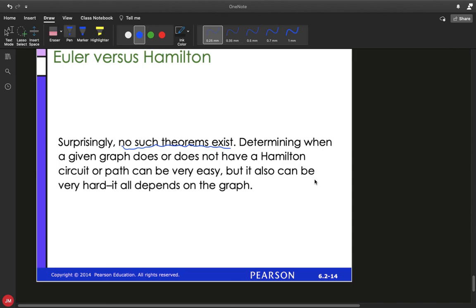So in the next video, we will start to look at some of those algorithms for determining what the different paths or circuits are for Hamilton.